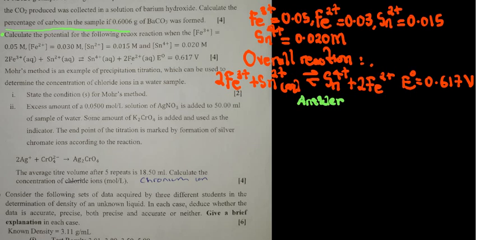And because we've been given everything that is here, and the overall reaction has been given, how do you work out the potential of the following redox reaction? In the end, we've been told the E cell of this chemical reaction is 0.617 volts. So how do you find the cell potential of this reaction? The question is very easy.